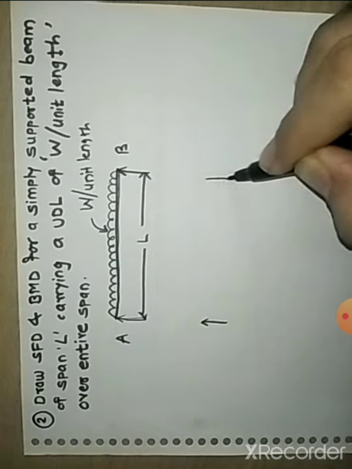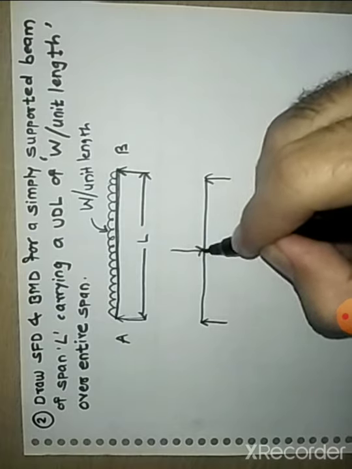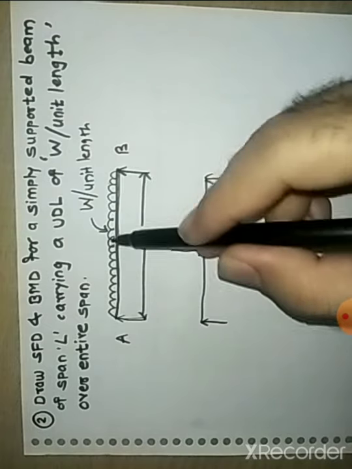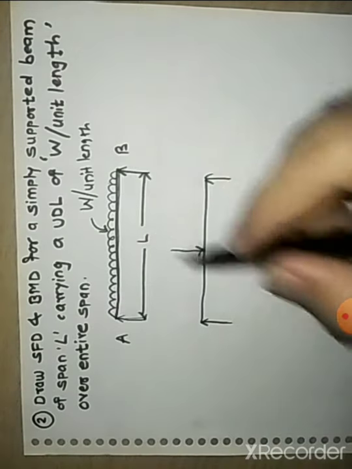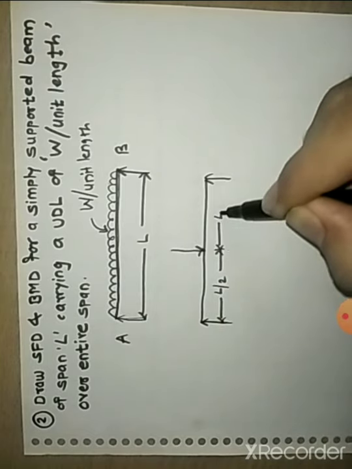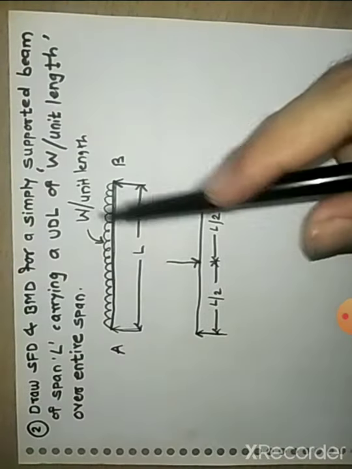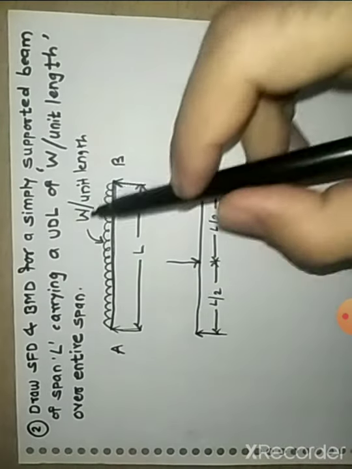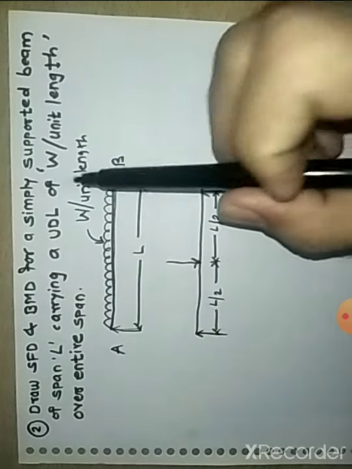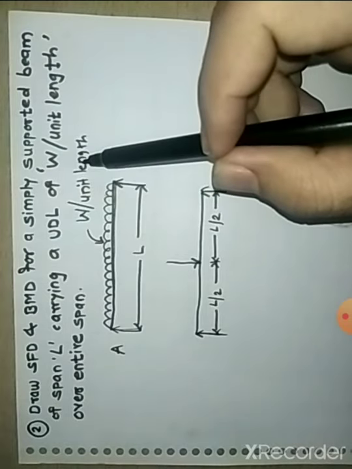The equivalent point load of a UDL always acts at the middle of the length on which the UDL is spread. So the UDL is spread over L, so it will act at L by 2 distance. And what is the magnitude of this force? W per unit length. So for 1 unit length, there will be a W.